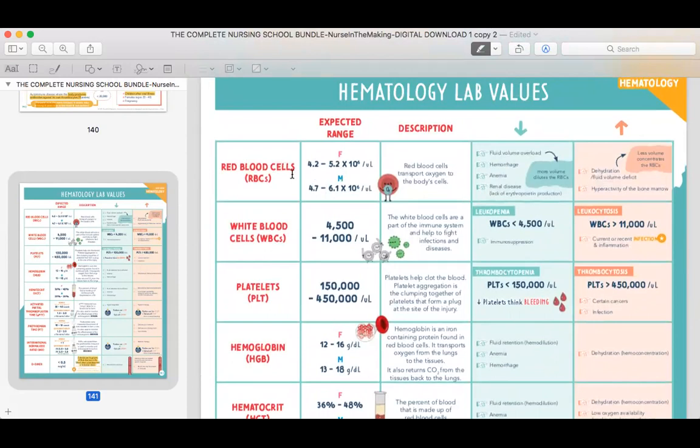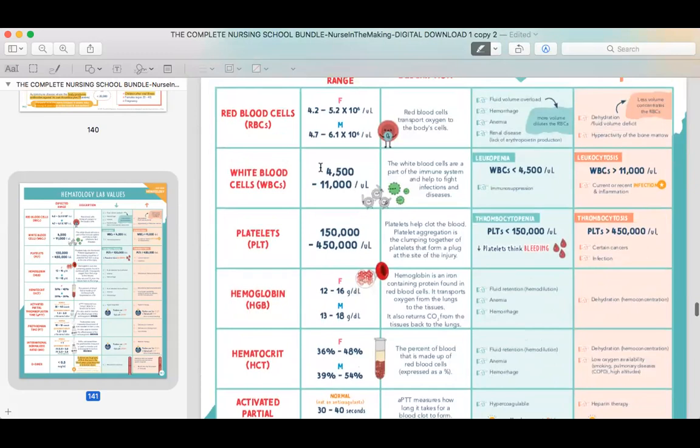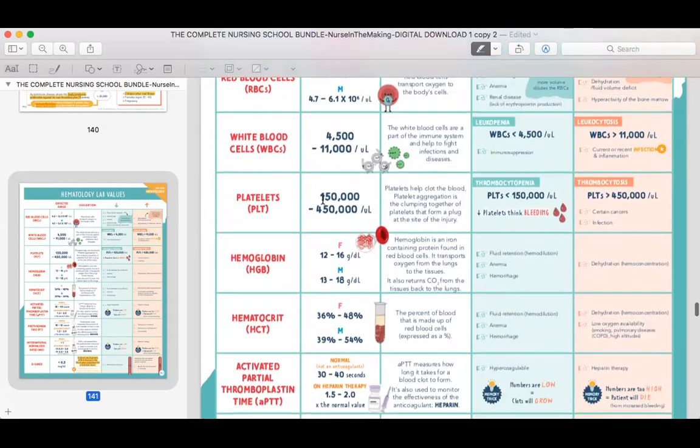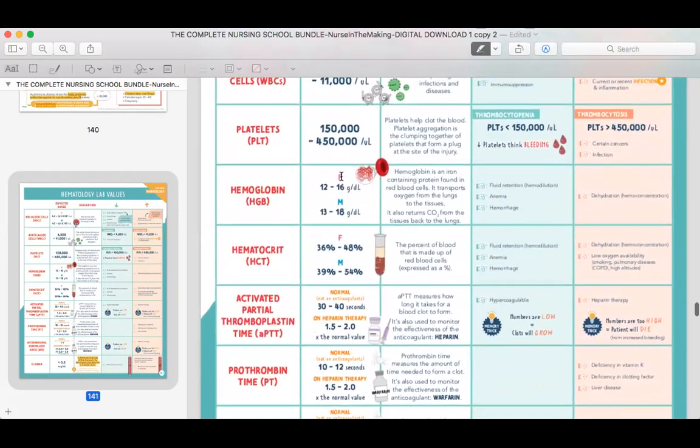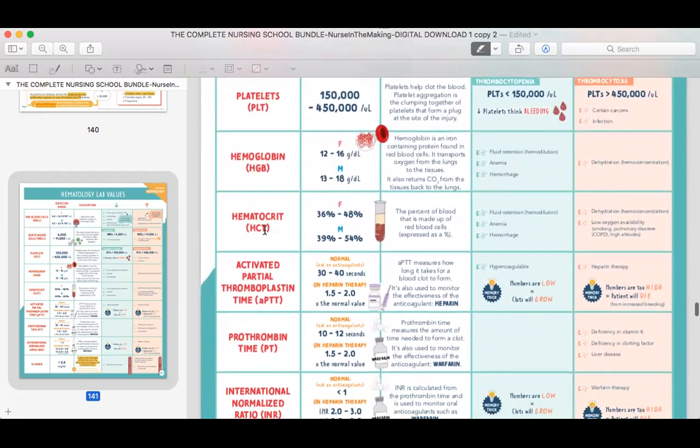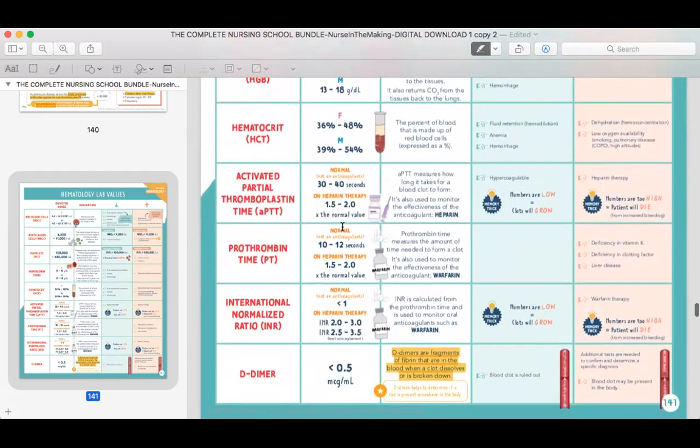Know your ranges. White blood cells, 5 to 10,000. I would do it the easy way, 5 to 10,000. Platelets 150 to 400, not 450. Hemoglobin, think of goblin, little kids, so little numbers: 12 to 16, 13 to 18. Hematocrit, they're a little older, so 36 to 48, 39 to 54. I don't have a way of remembering that one.